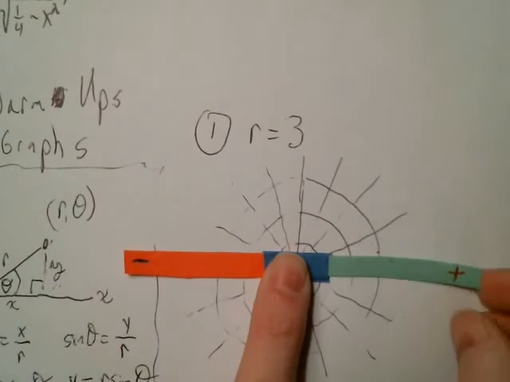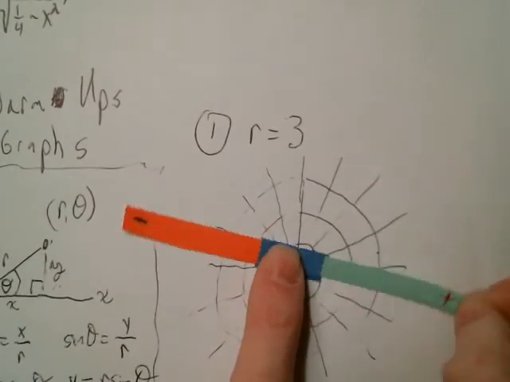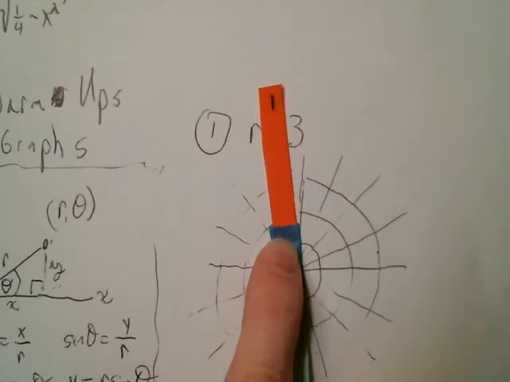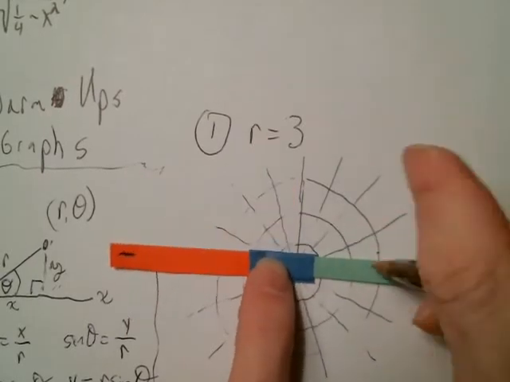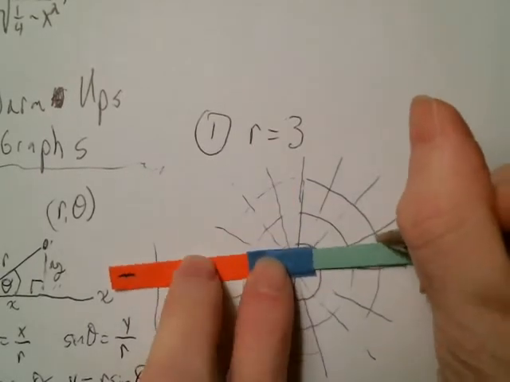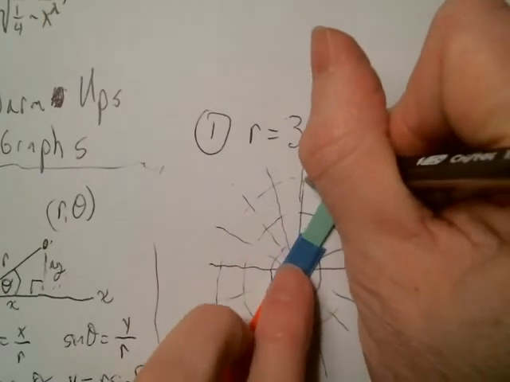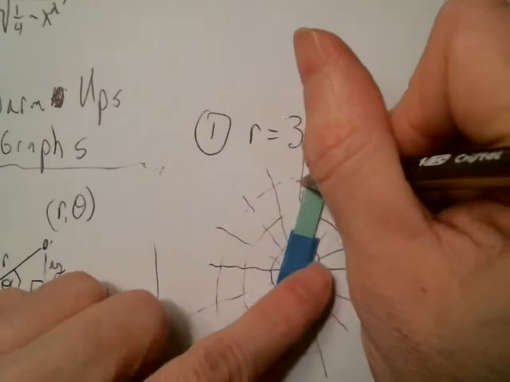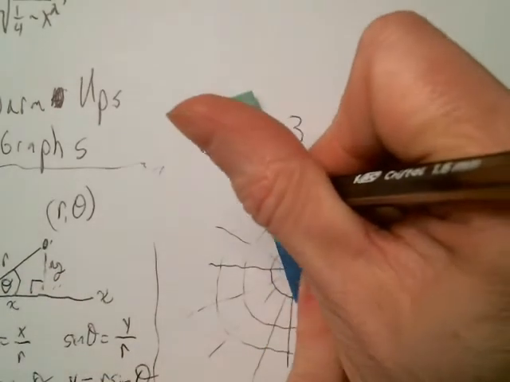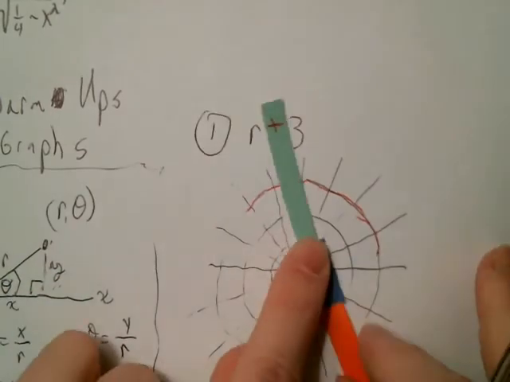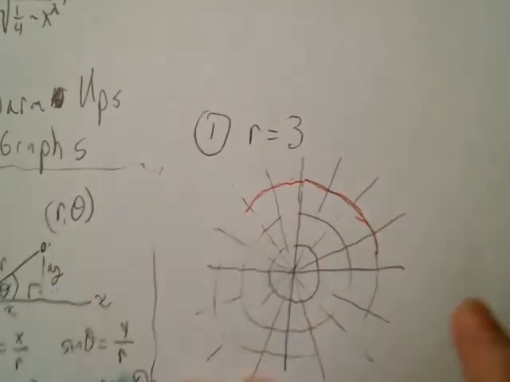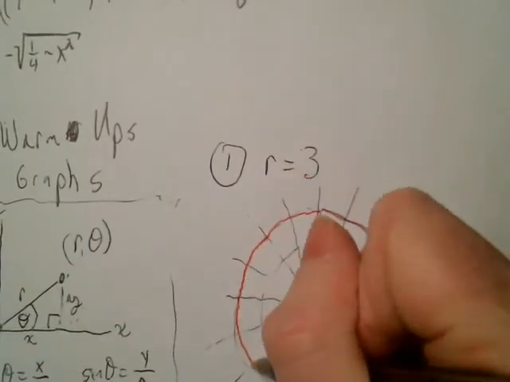Okay, so I'm letting theta vary over all the real numbers, but I have my arm set at 3. So as I let theta vary, the curve that's being traced out is just this circle, right? It's this r equals 3 circle. And I can draw that in.